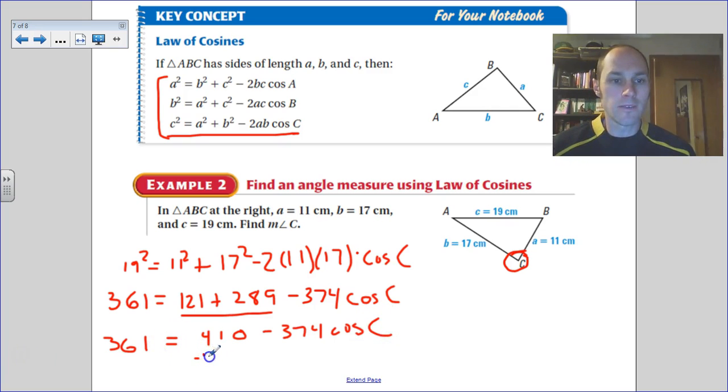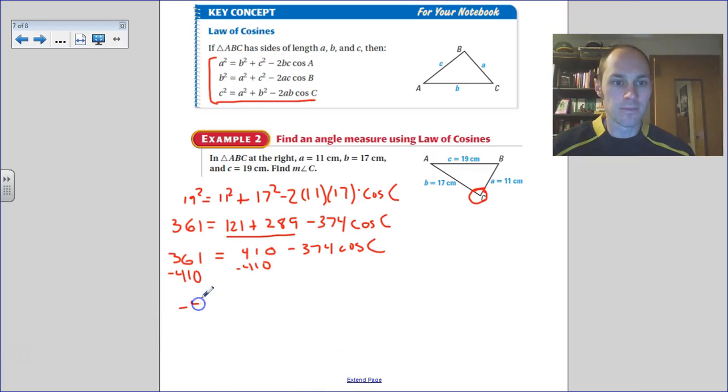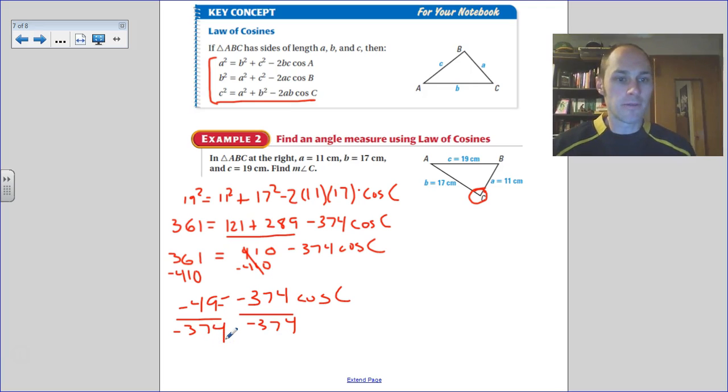So we'll subtract 410 from both sides. So 361 minus 410 gives us negative 49. And that's equal to negative 374 times the cosine of C. At this point, we need to divide by negative 374 in order to get the cosine of C by itself. So negative 49 divided by negative 374 gives us 0.13 approximately.